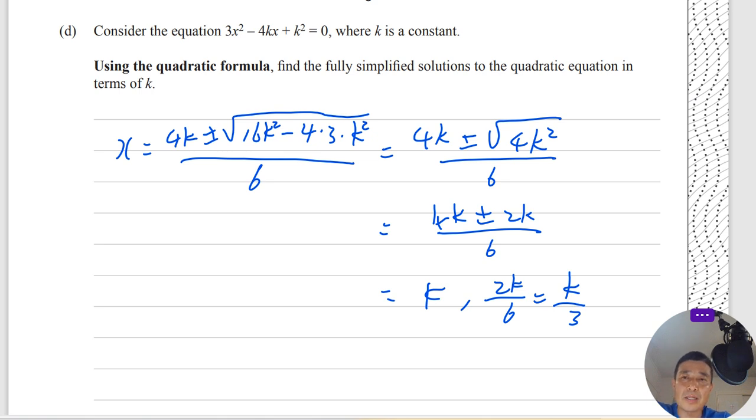So minus b, which is 4k, plus or minus the square root of b squared, 16k squared minus 4ac, and then that's 12k squared. So 16 take away 12 is 4k squared inside the square root. So that becomes 2k. When it is plus, 6k over 6, hence that should be k. And the other one is 4k minus 2k over 6, so 2k over 6, so k over 3. So I'm going to write the answer again. k or k over 3 should be the answer.